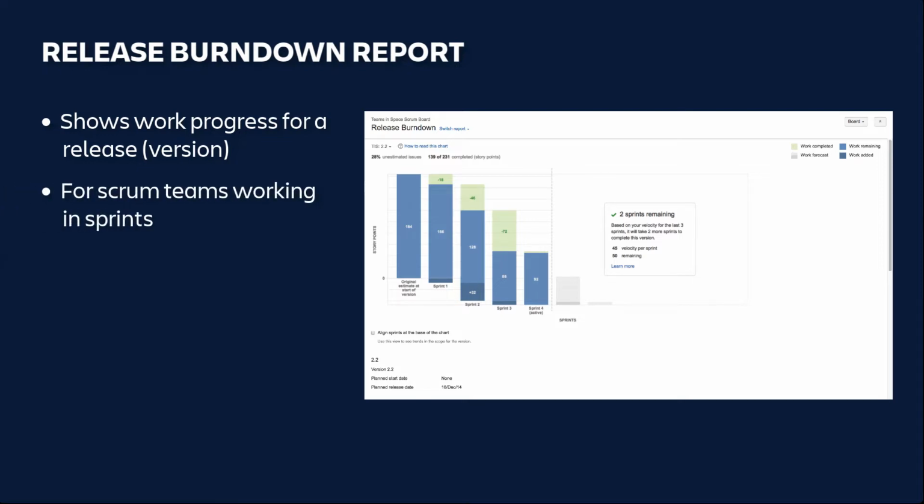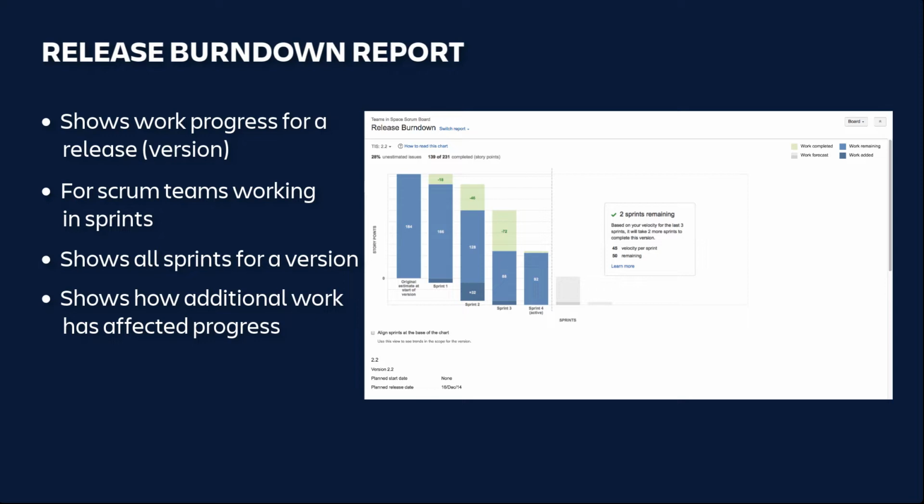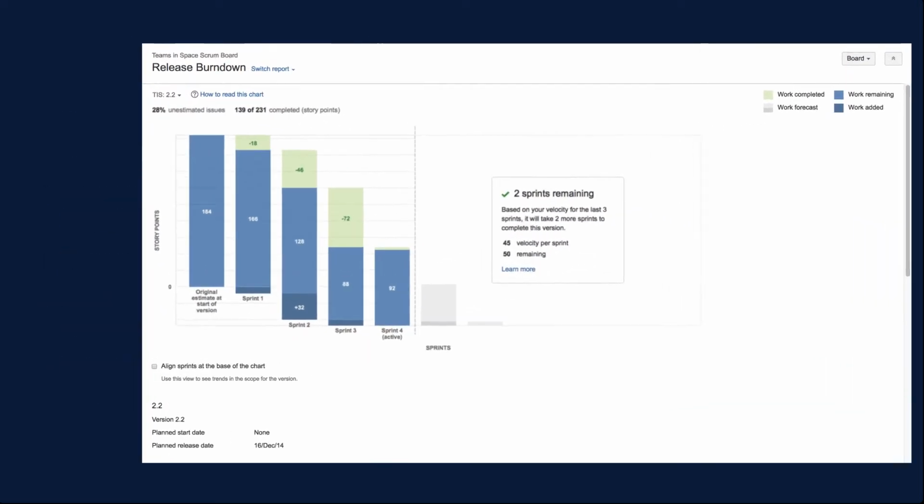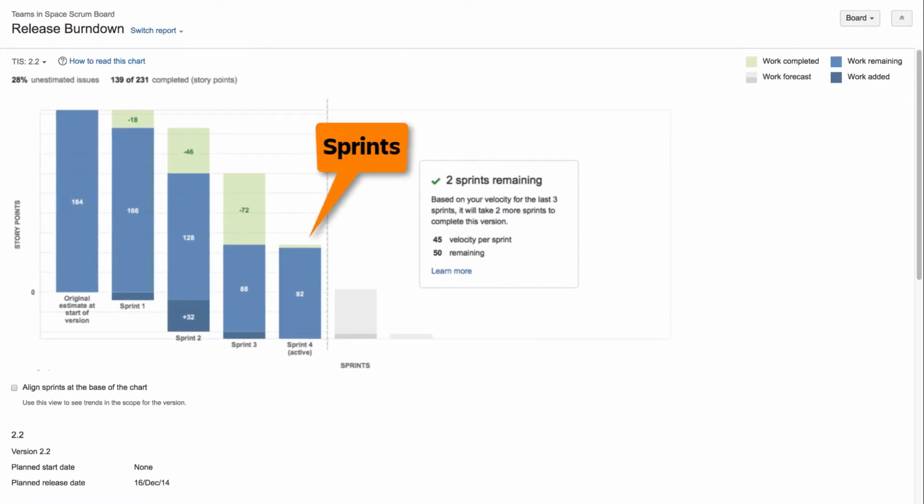It is optimized for Scrum teams that work in sprints and displays all sprints for a specified version. The report enables you to see how quickly the team is working through the backlog and how work that was added or removed during a sprint has affected overall progress. The Release Burndown report also predicts how many sprints it will take to complete a version based on past sprint performance. Each vertical bar represents a sprint and contains color-coded information about work related to that sprint.